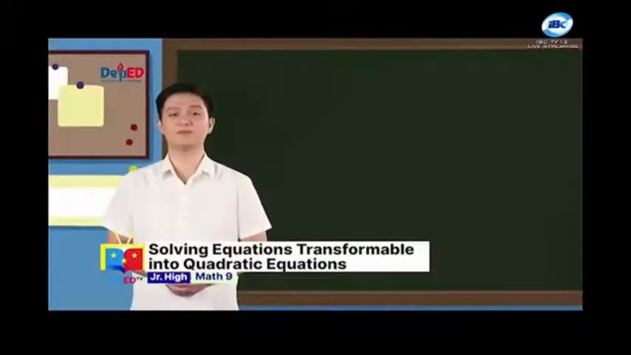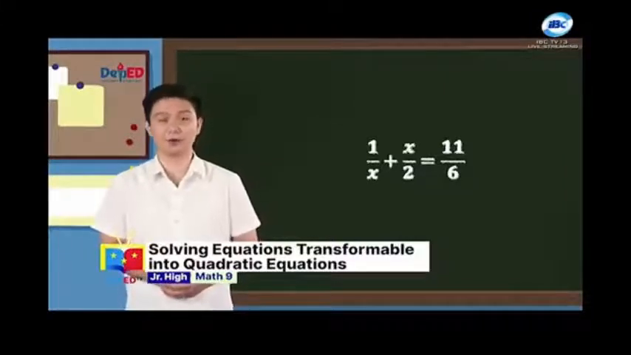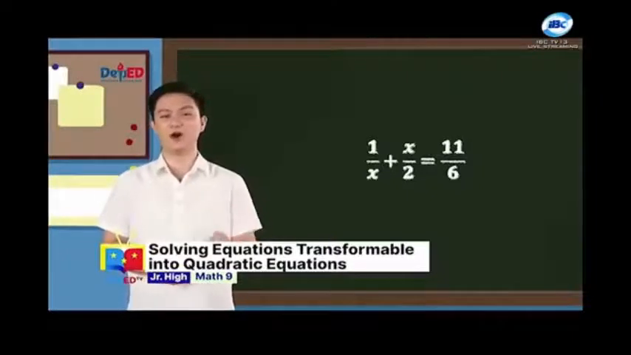Equation number 3: 1 over x plus x over 2 equals 11 over 6. For 45 seconds, go!